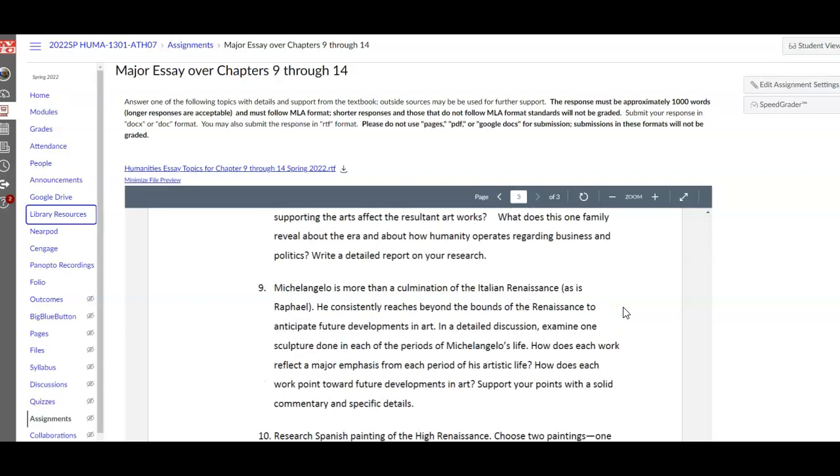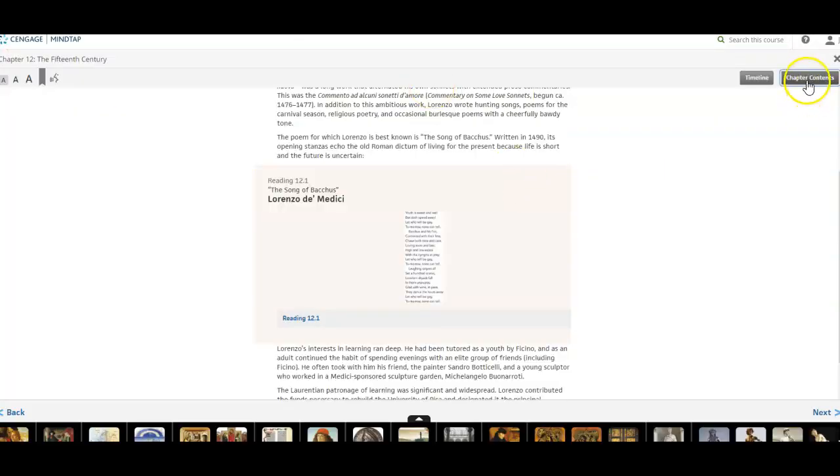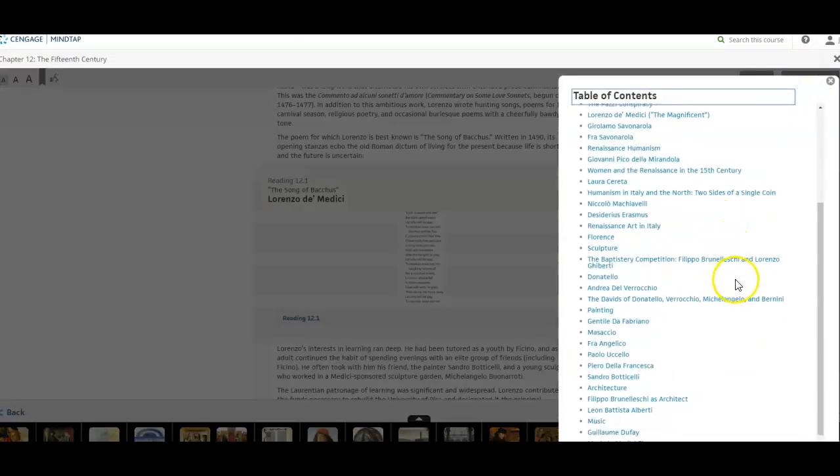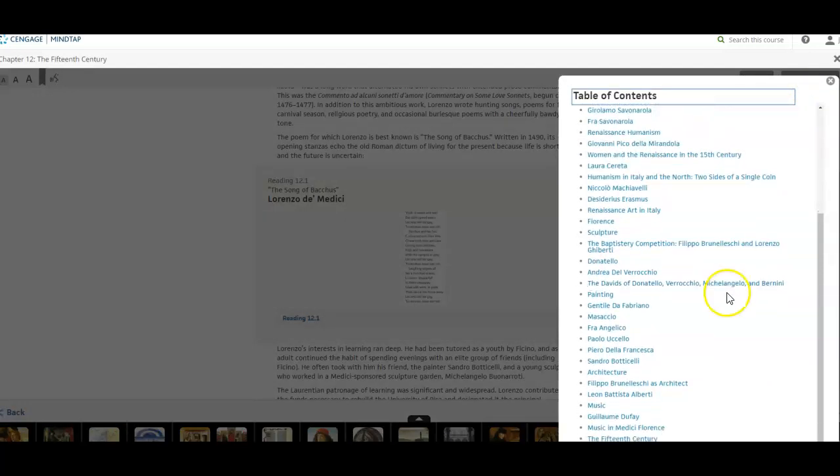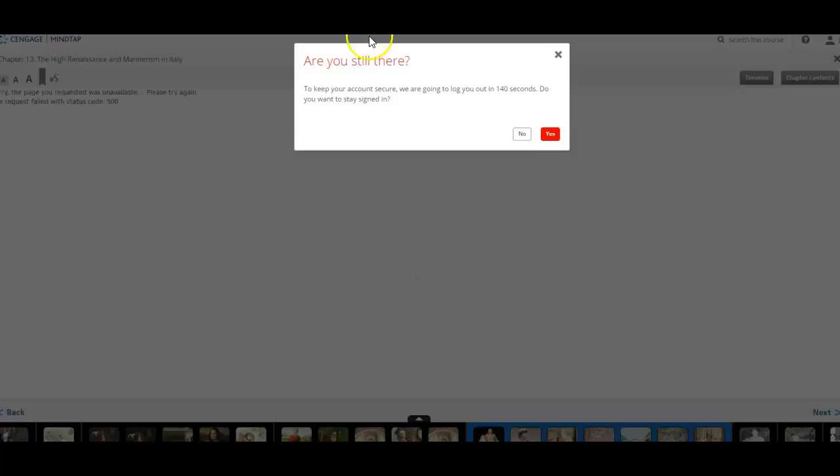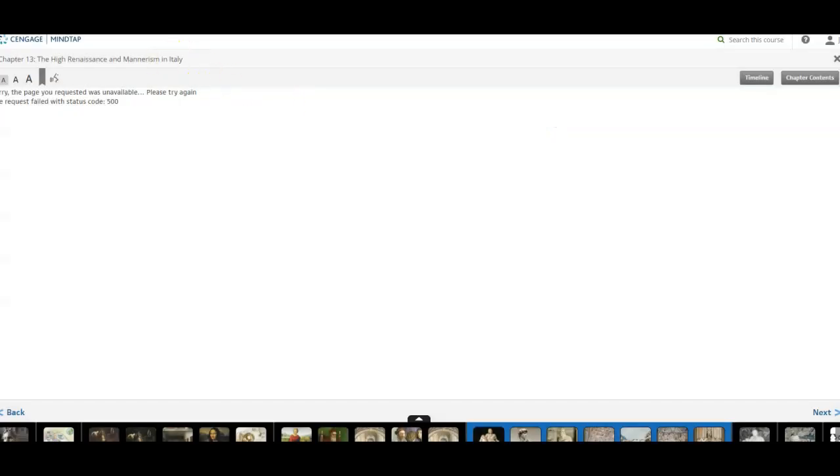The ninth topic focuses on Michelangelo. We just mentioned him. And when you go into chapter 12, you see some of that. You see Michelangelo being mentioned here, the details here. Again, here it talks about the Medici family and its influence on music. That'd be for the other topic. It talks a little bit about Michelangelo, but he's also talked about in other chapters.